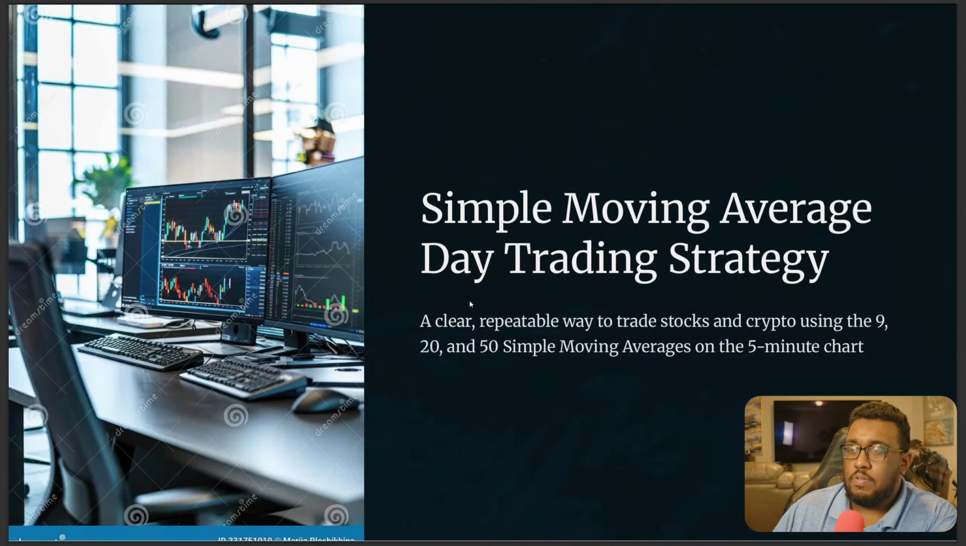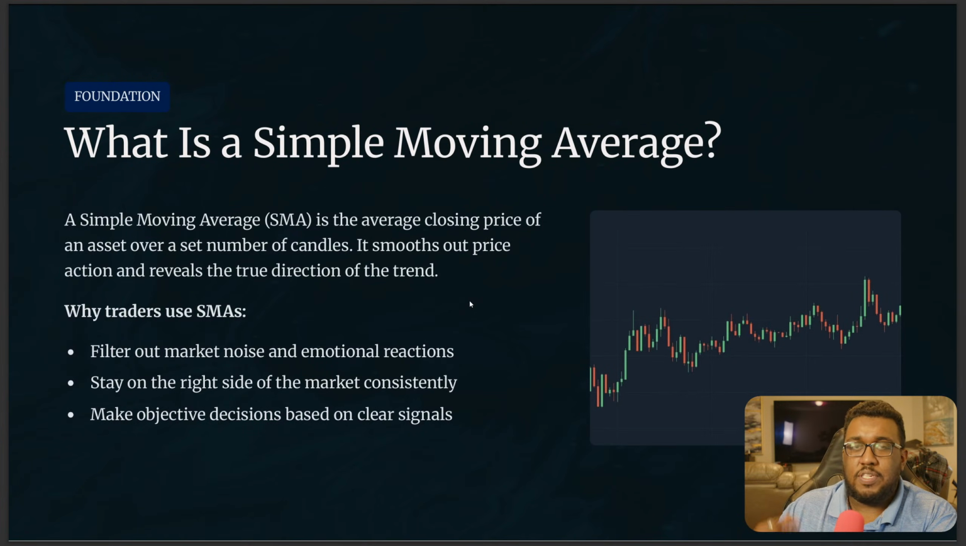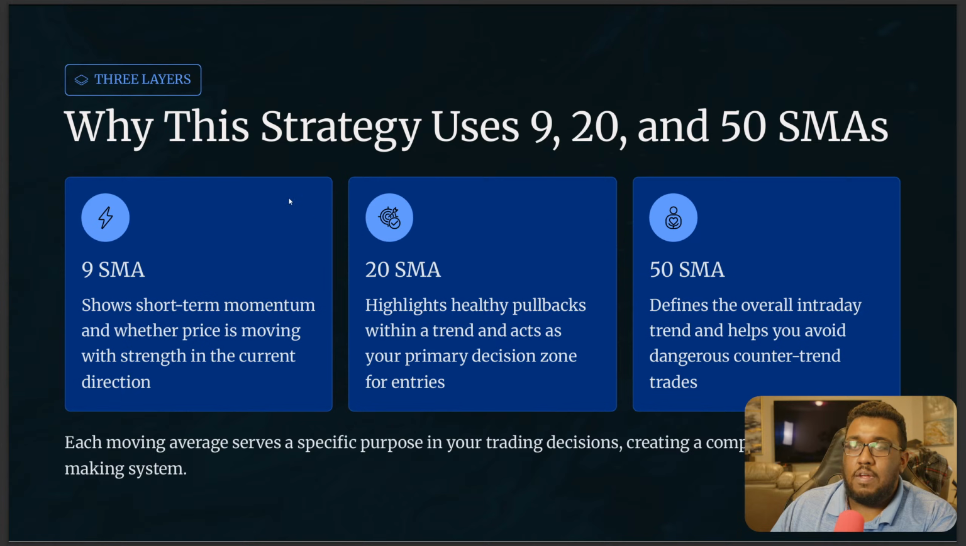Oh, I have to scroll. Yeah, okay, sorry. This isn't a real PowerPoint, it's a PDF version of it. But what is a simple moving average, right? Why the strategy uses the 9, 20, and 50 SMAs. The 9 shows the short-term momentum and where the price is moving with strength in the current direction. The 20 highlights the healthy pullbacks within the trend and acts as your primary decision zone for entries. And the 50 defines the overall intraday trend, which helps you avoid dangerous counter-trend trades, right?